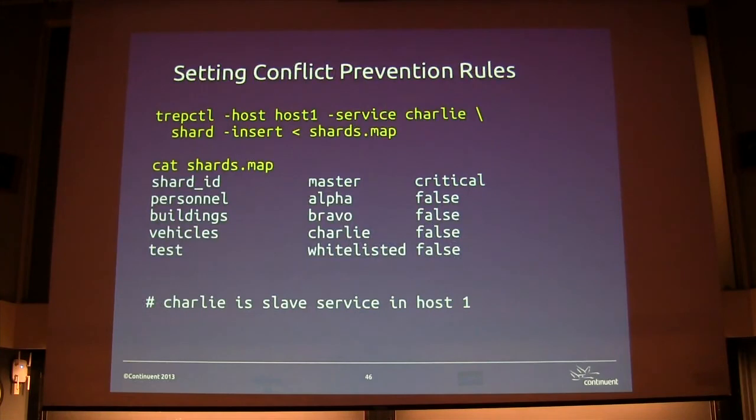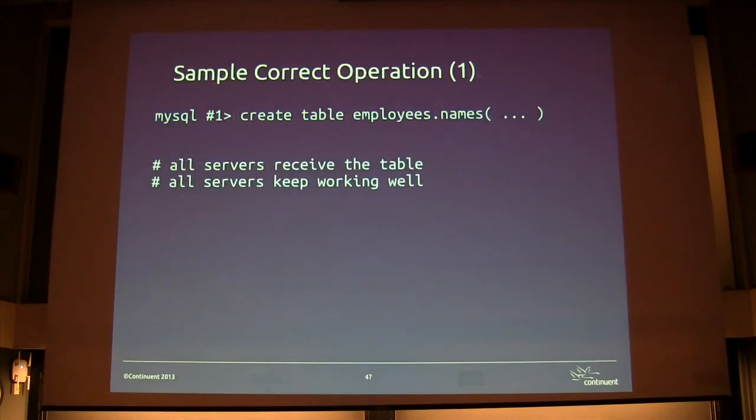To define the rules, we feed a small file into Tungsten where we say which is the database and which is the service that is the master of that service. So personnel goes to Alpha, buildings goes to Bravo, and vehicles goes to Charlie. We feed this file to every slave service, and then we are ready to enforce the rules. Let's see what happens when we insert something.